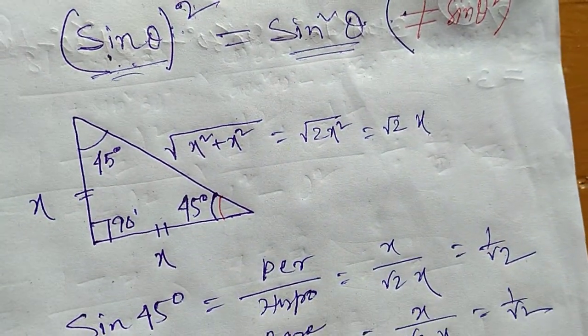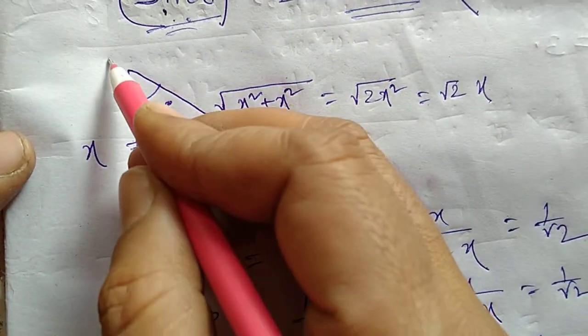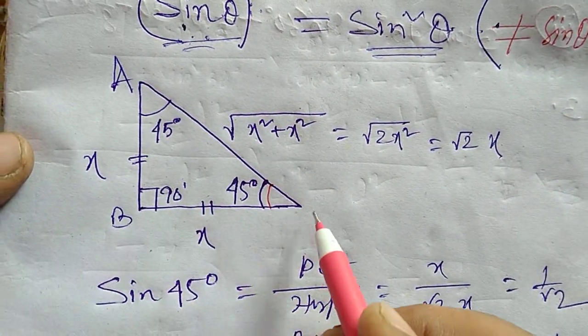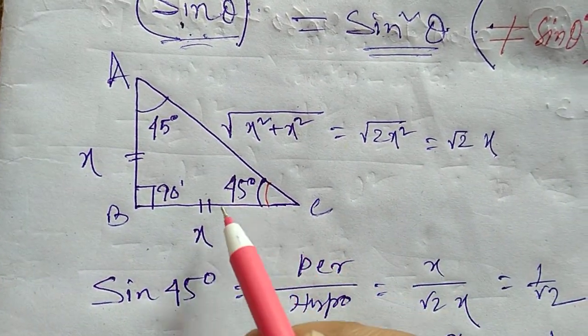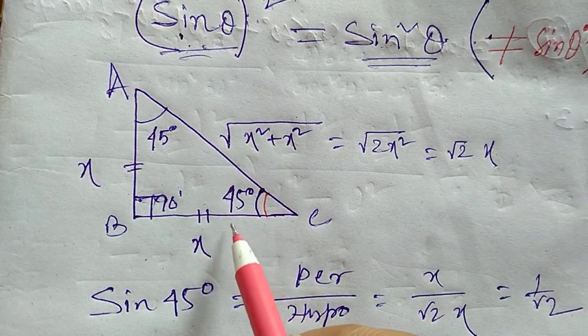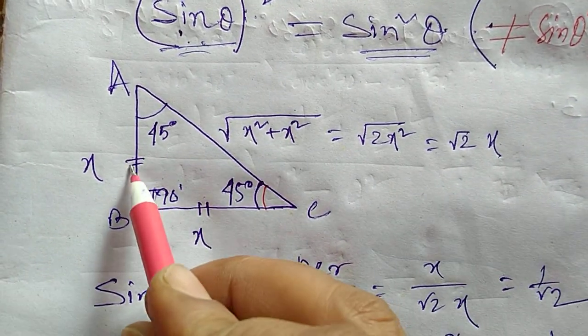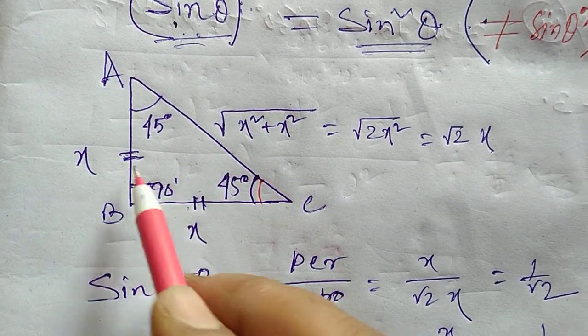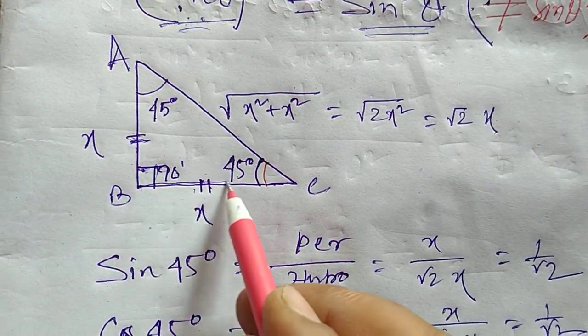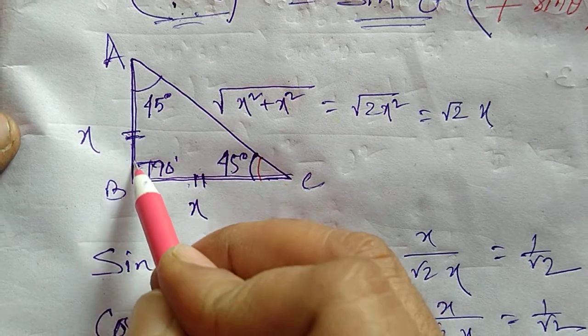Next, here we take a triangle, right angle isosceles triangle. Right angle isosceles triangle means this angle is 90 degree right angle and other two sides are equal. This side and this side will be equal. That means if length of this side is x, then length of this side will be x.